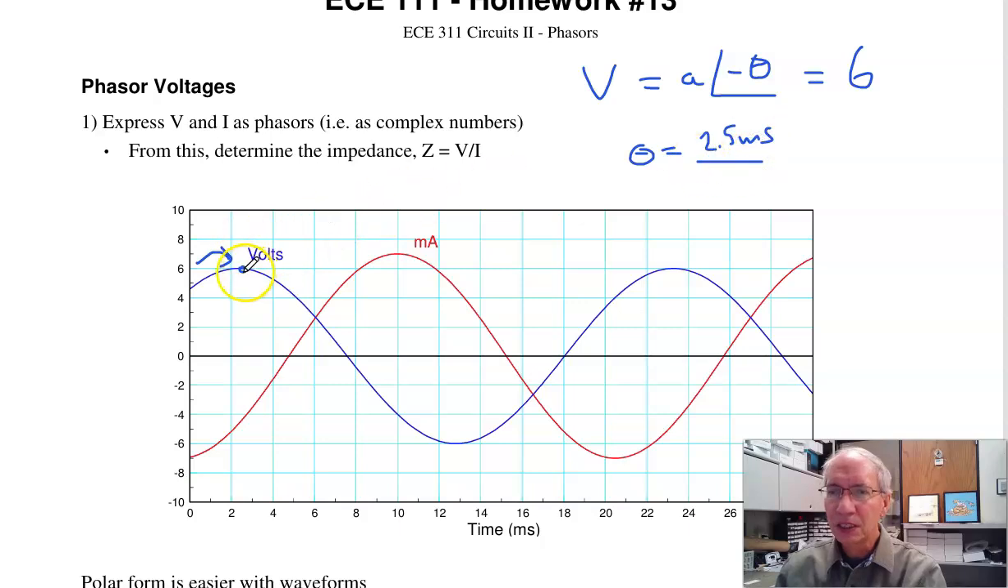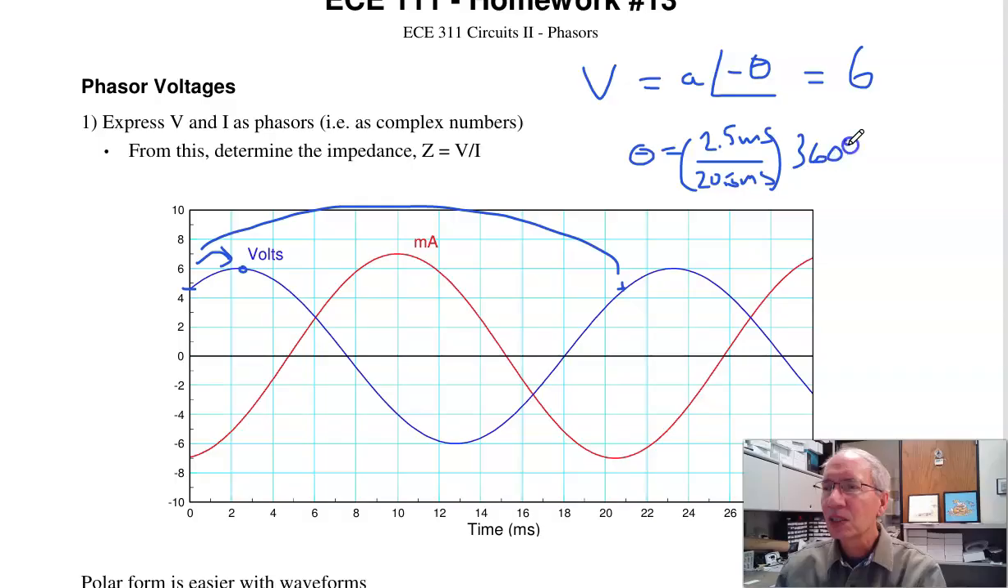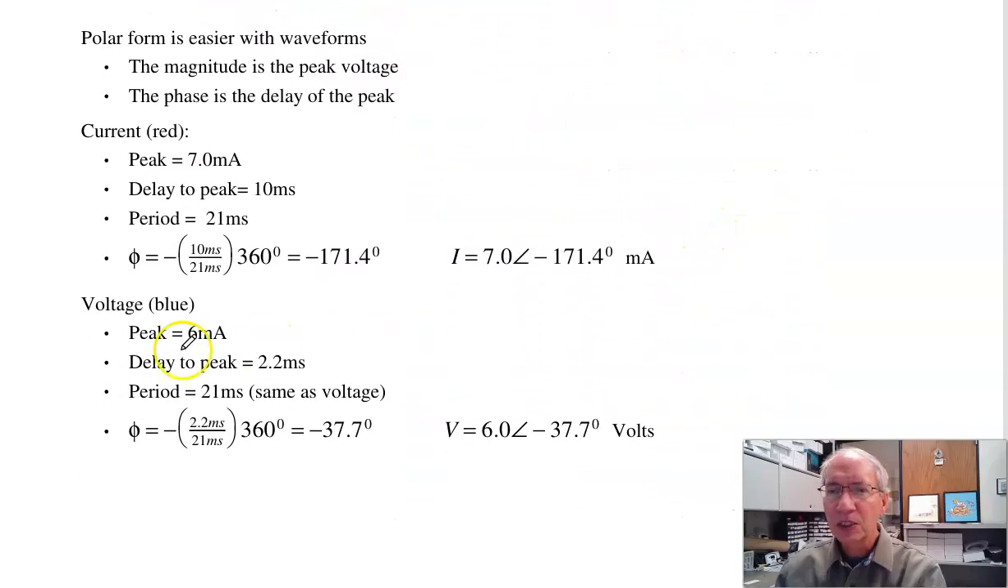The period is, let's go, here's this point. This distance right here is about 1 period, 360 degrees. So a period is about 20.5 milliseconds. The delay is that percentage of 1 period, and 1 period is 360 degrees. So there's the phase shift. So the voltage is roughly 6 volts at negative 37 degrees phase shift. So there's the phasor representation for volts.